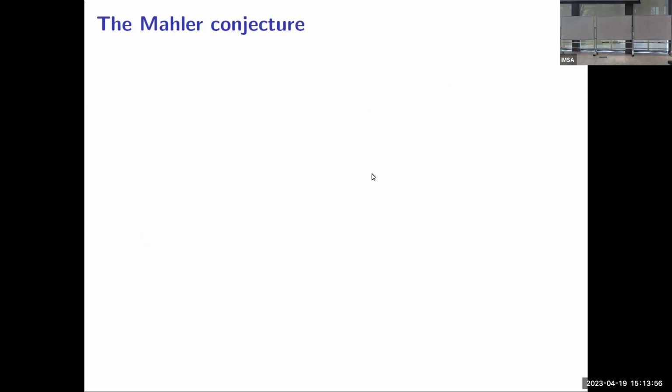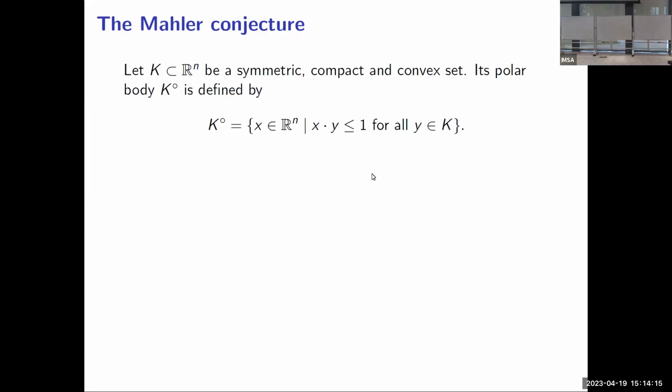Okay, so let's go on a detour. Let's talk about a completely different kind of, not completely different, still within geometry, but not symplectic geometry. So this is a famous open problem called the Mahler conjecture. So it goes like this. We take a symmetric and compact set K in R^n. And then for a set like that, we can define its polar body. So the polar body is the set of points such that when you take the inner product with every point in K, you get something that's less than or equal to 1.